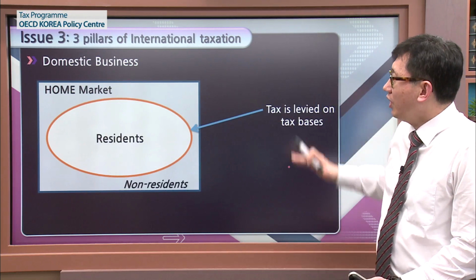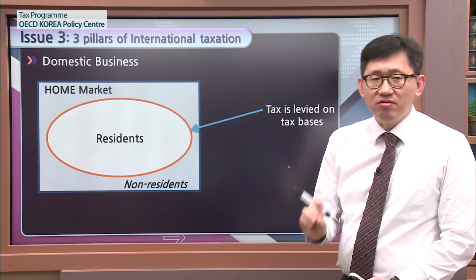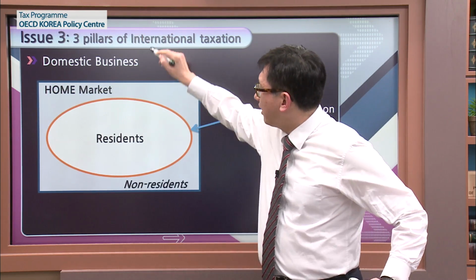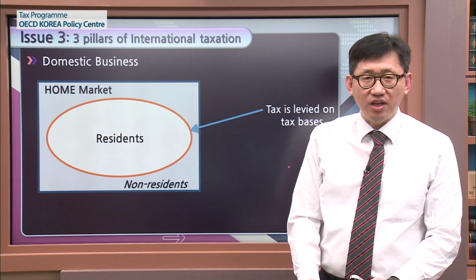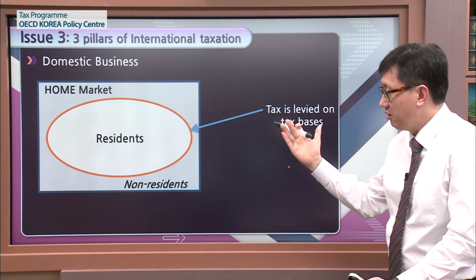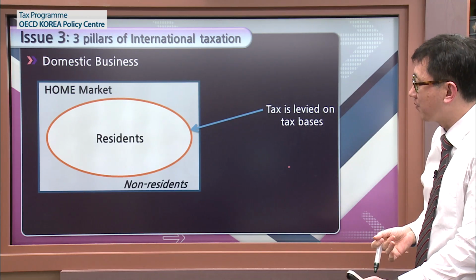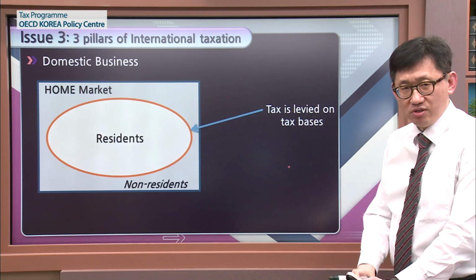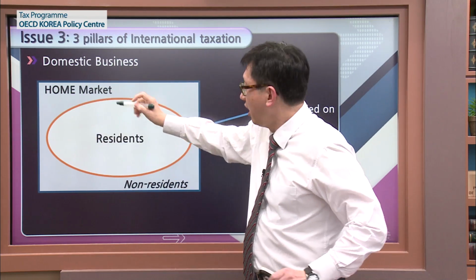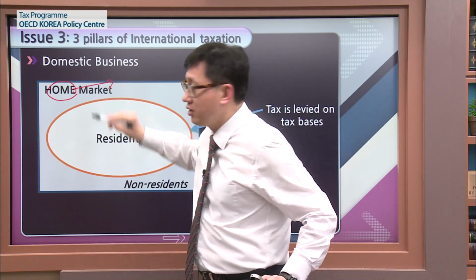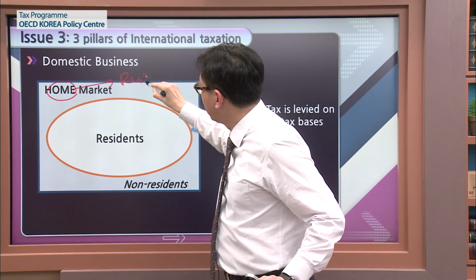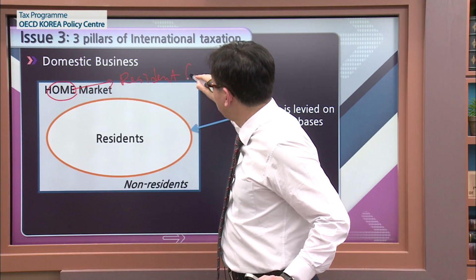Now this is the main issue of the first class. It's about the three basic concepts of international taxation. From the basics, I'd like to explain. Think about the domestic business. In the case of domestic business, this is the home market. Here, home means, according to taxation terminology, the resident country.